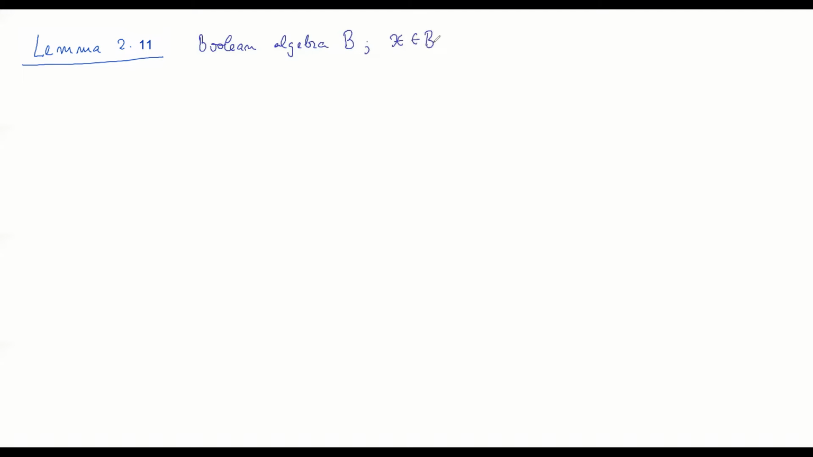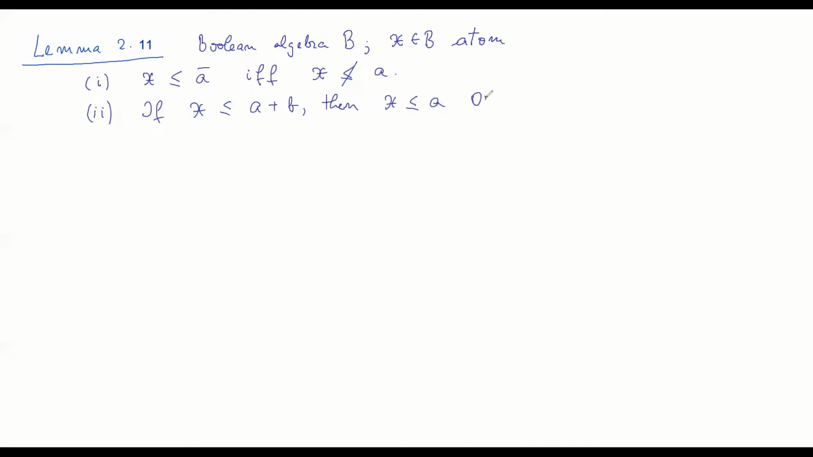Let x be an atom. Remember, it's a non-zero element such that there is no other element between 0 and x. There are two properties that this lemma establishes. One is x is smaller than or equal to a bar if and only if x is not smaller than or equal to a. And the second property is if x is smaller than or equal to a plus b, then x is smaller than or equal to a, or x is smaller than or equal to b.